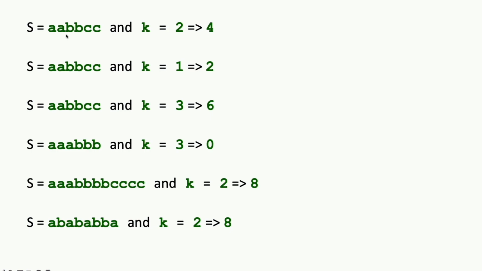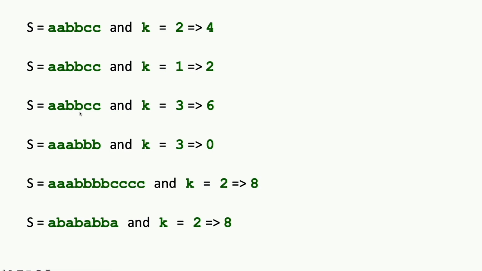So if you take this string, it consists of 3 distinct characters. And if you want to find the substring with at most 2 distinct characters, then the answer is 4. So EEBB is a possible substring, or BBCC. If you take this one, the answer is 2 because we want a substring with at most 1 distinct character. So in this case, EE or BB or CC.